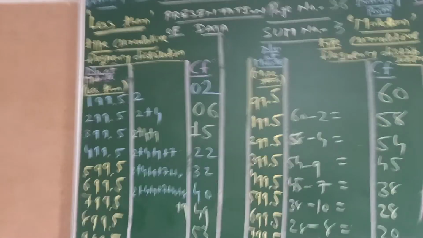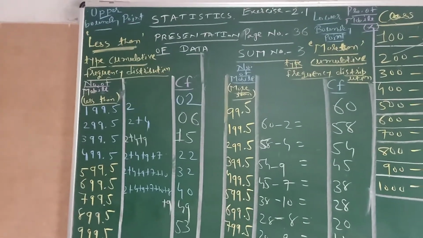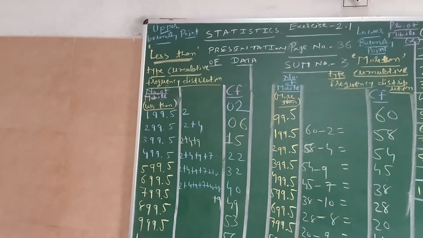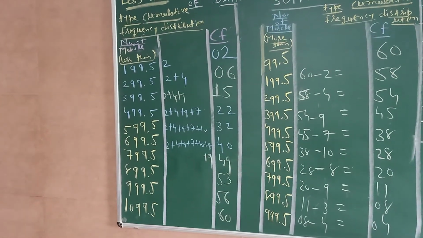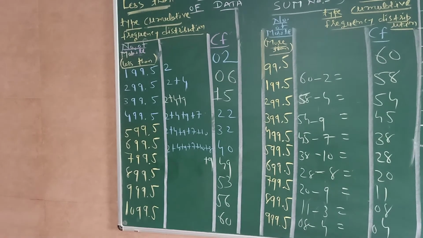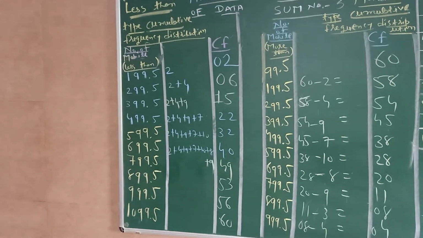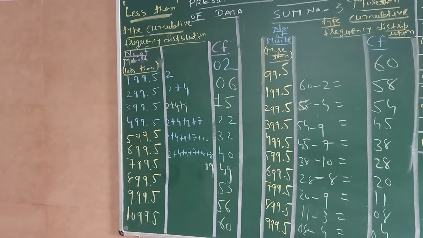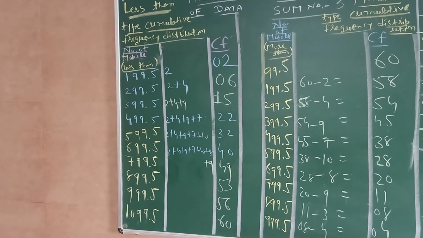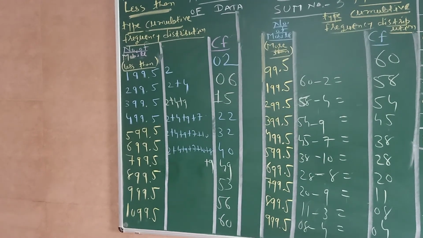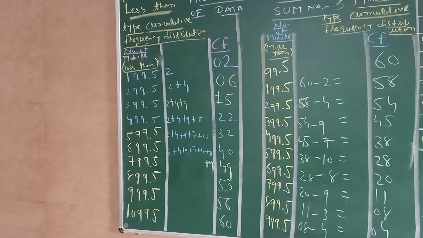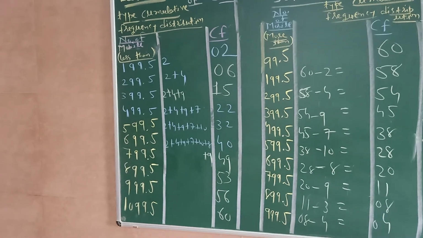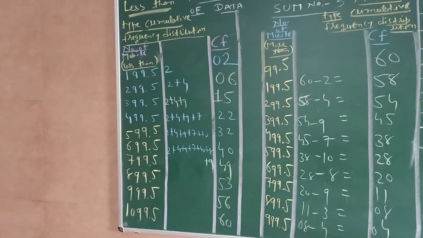So here for less than type, I write all the upper boundary point by adding 0.5. So the first upper point, upper limit is 199. So first upper boundary point is 199.5. Second is 299.5, 399.5, 499.5, and so on. Now the main point is, how can we find the cumulative frequency?